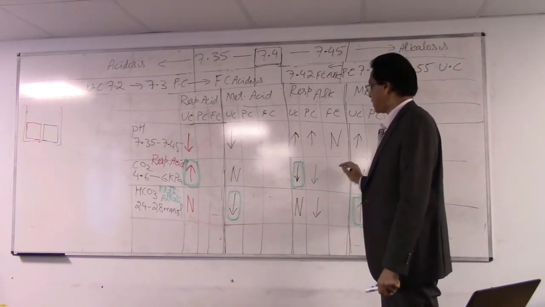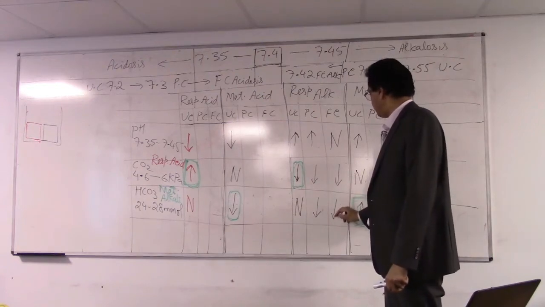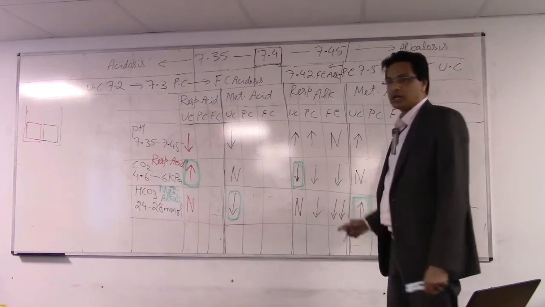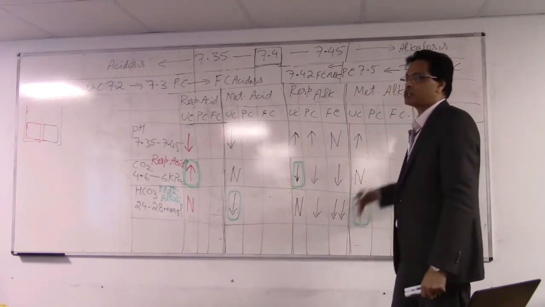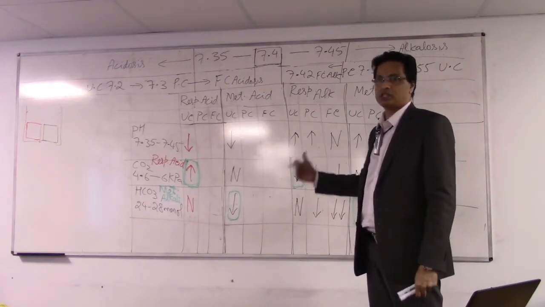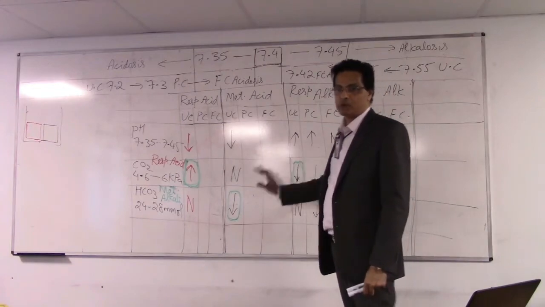So now you know the primary pathology is still the same. There's low carbon dioxide and bicarbonate will be even further low. I put a double arrow to show bicarbonate will be even more low to bring the pH towards the normal range. Do you understand that? Okay. So all of you understood what happens when there's a compensation.